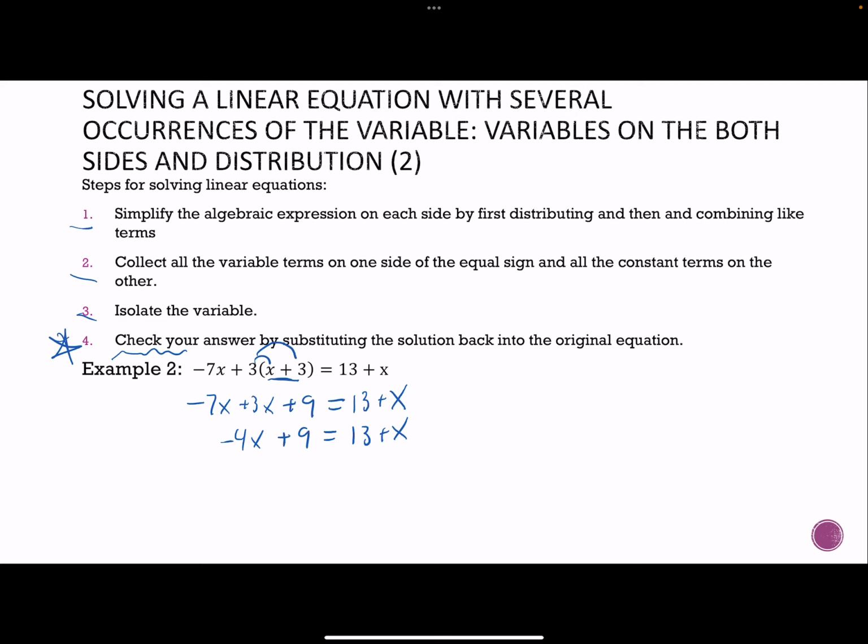And I'm going to go ahead and now collect all my variable terms on one side and my constants on the other. This time I'm going to move my constant to the left-hand side. So I'm going to subtract x from both sides. So these will cancel. I have negative 5x plus 9 is 13.